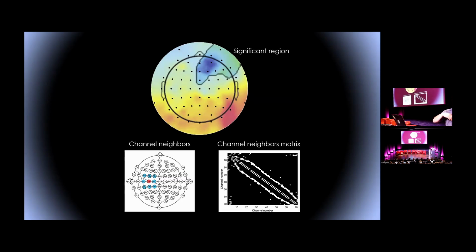We can also look at continuity. We can look at clusters based on this channel neighbor matrix. And why it's interesting is that here, for example, we can say, okay, these groups of electrodes are significant, while these are not. This is a cluster that's significant. So that's one very powerful feature of this method.